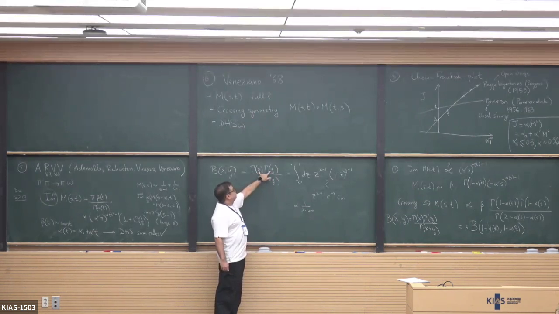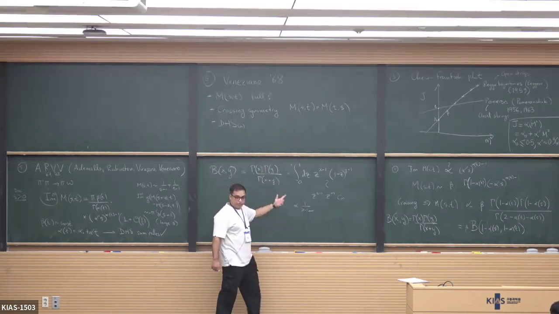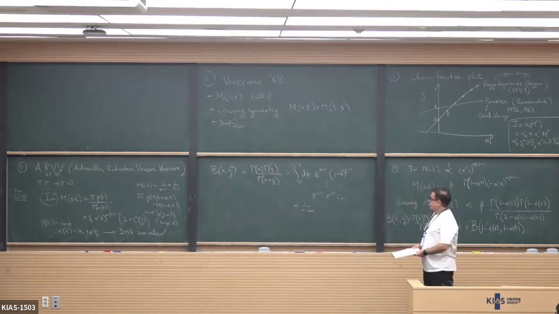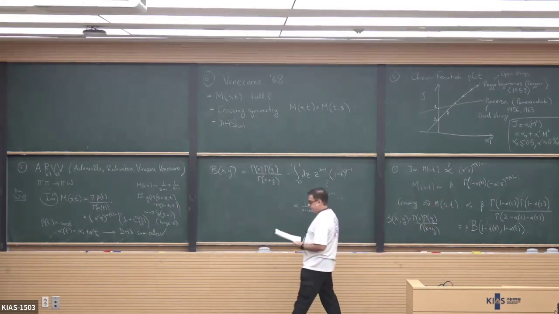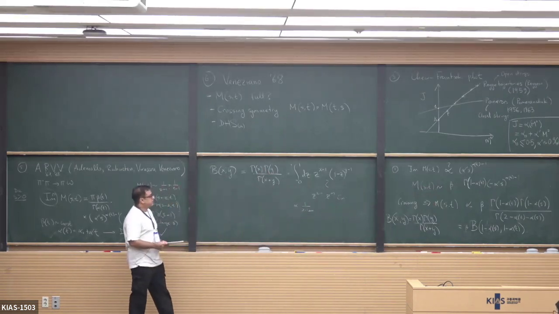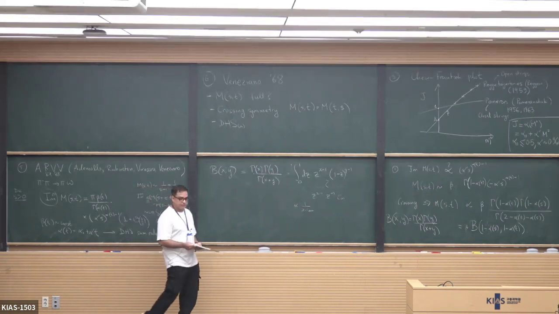Now, the curious feature of this amplitude is that it never has simultaneous poles in both variables. Because imagine that this was -1 and this was -2. The denominator would be gamma of -3, and so that would kill one of the poles. Now, this would seem like some mathematical trickery. How do you know that this is actually a consistent amplitude?